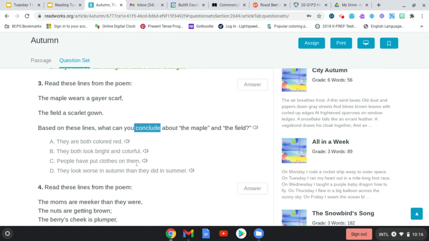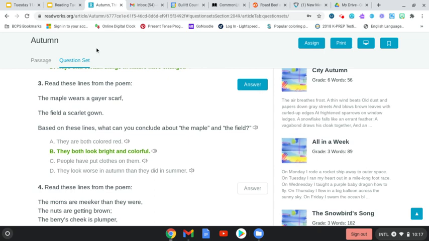People have put clothes on them. Well, this is a poem. This is figurative language. So I don't think that's right, because a tree is not going to put on a scarf and somebody's not going to go in a field and put on a red dress. That's not right. D, they look worse in autumn than they did in summer. I definitely don't think that would mean that they looked worse. These things make it sound like they're dressing up, so they definitely don't look worse. So I think the best answer would be B. They both look bright and colorful. And that's the correct answer.